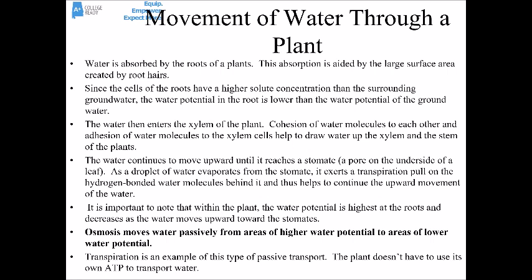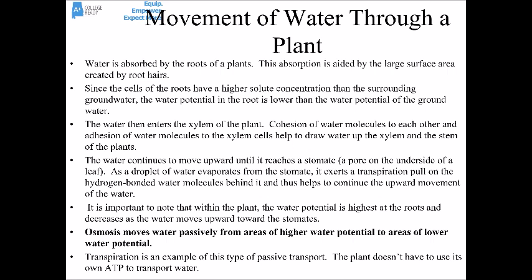So we know water is absorbed by the roots of a plant. Oftentimes this absorption is aided by the large surface area created by the little hairs on the roots, the root hairs. The cells of the roots have a higher solute concentration than the surrounding groundwater. So they have more salts and other things dissolved in them. This causes the water potential in the root to be lower than the water potential of the groundwater. Well, water always moves from areas of higher water potential, in this case, in the ground, to areas of lower water potential, in this case, into the root. So the water enters the root.